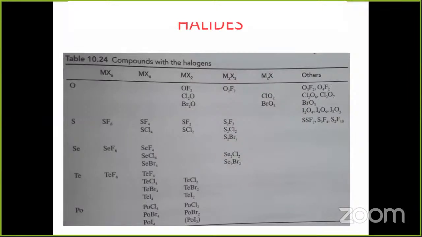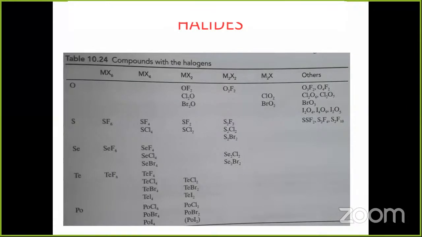Now come to the next one, halides. The chalcogen group elements react with the halogens and give halides. I said earlier that the chalcogen group elements exhibit four types of oxidation states: +2, +4, +6 and -2.